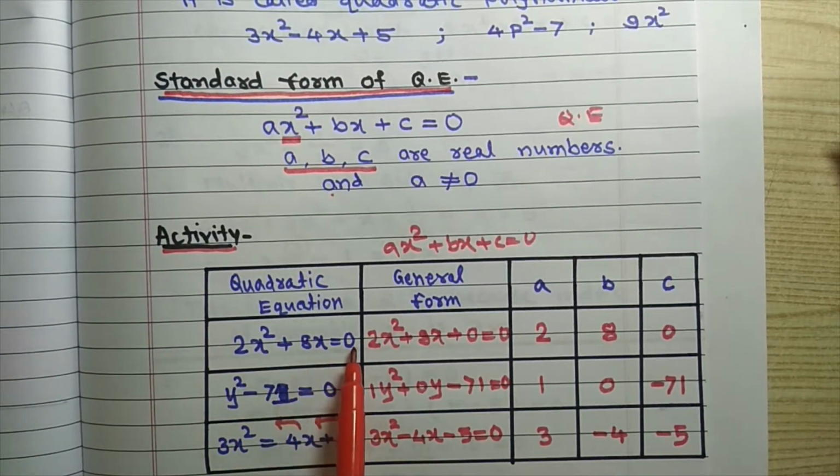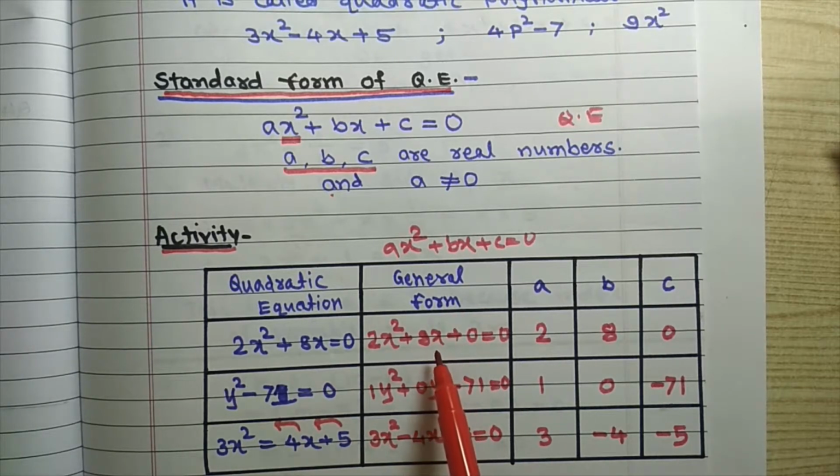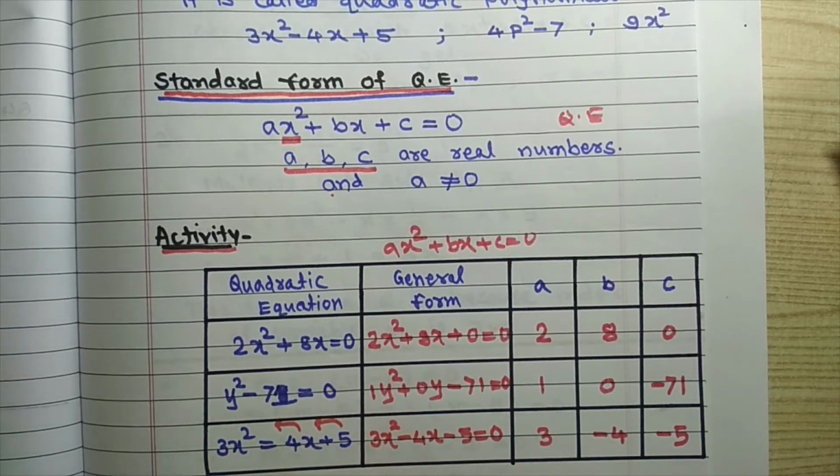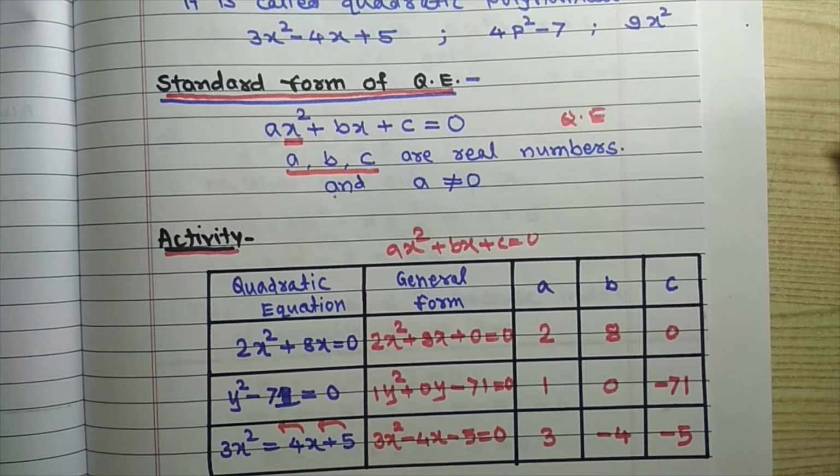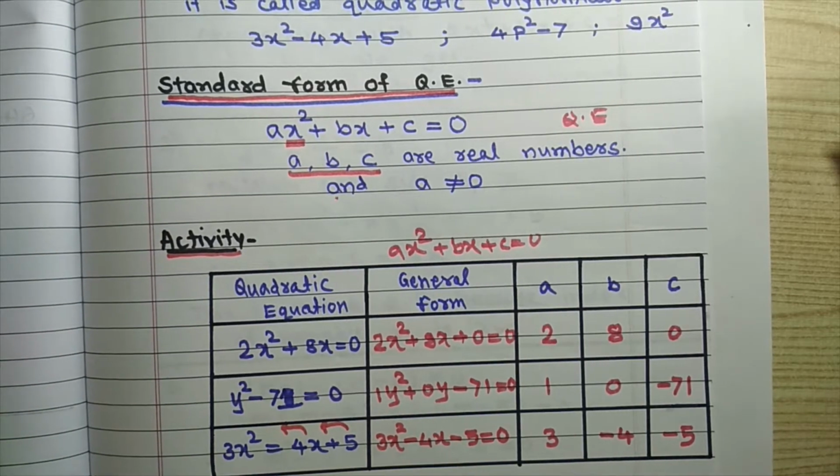2x² + 8x = 0. That is the general form: 2x² + 8x + 0 = 0. Second and third also we know that. We have to find out finally the roots of the quadratic equation. Therefore, we have to see some methods.